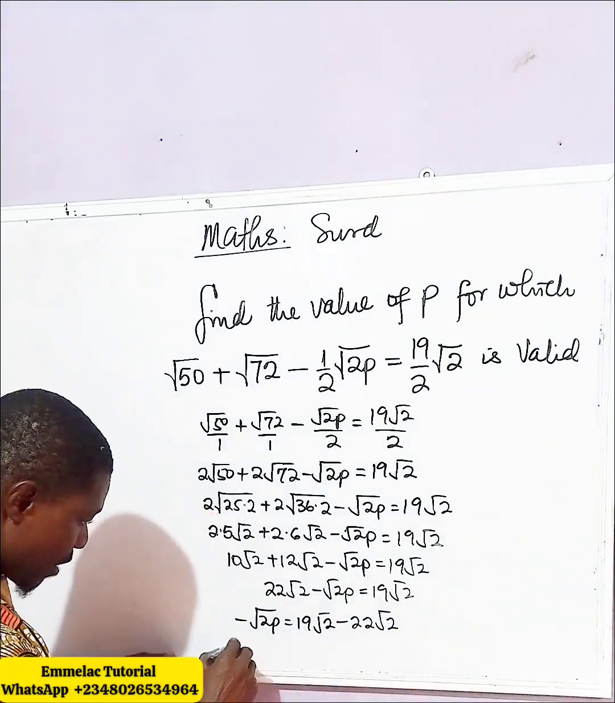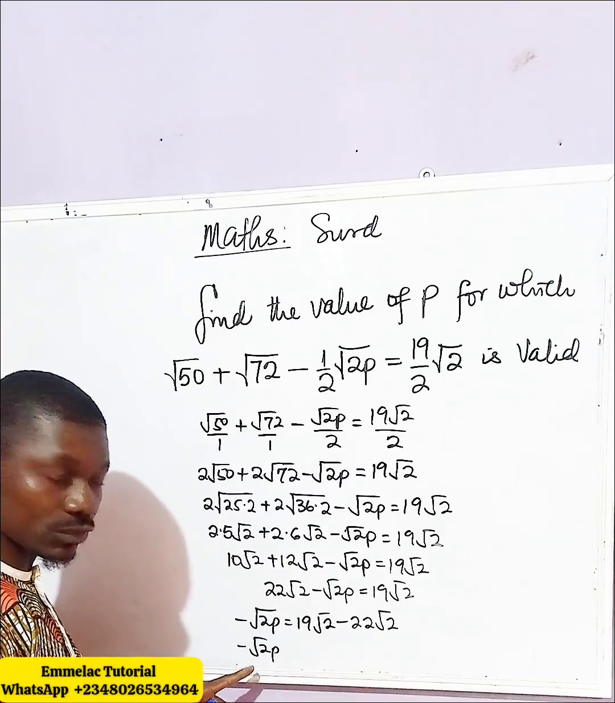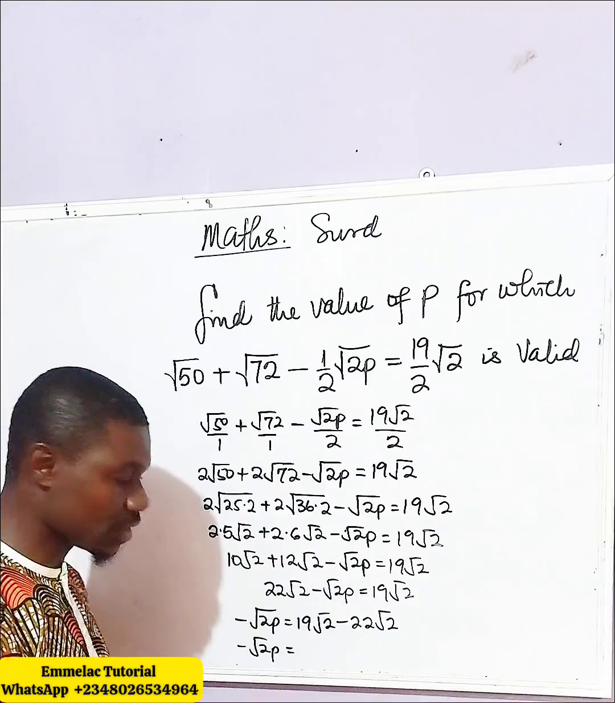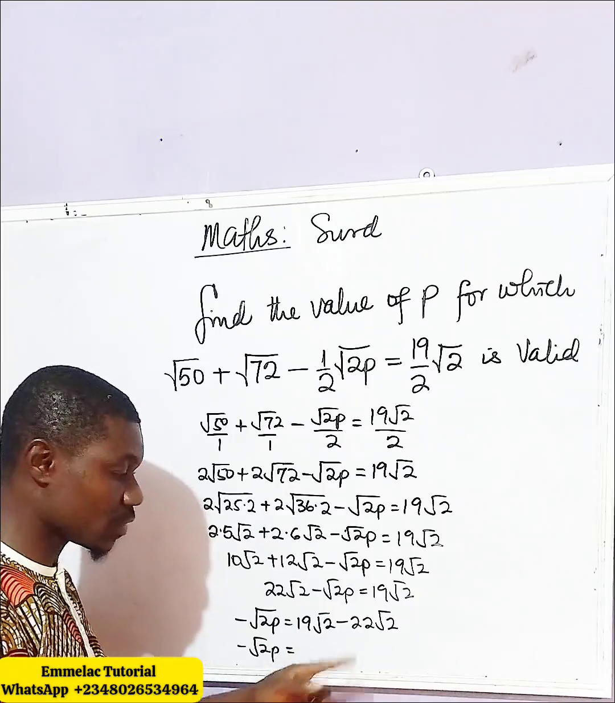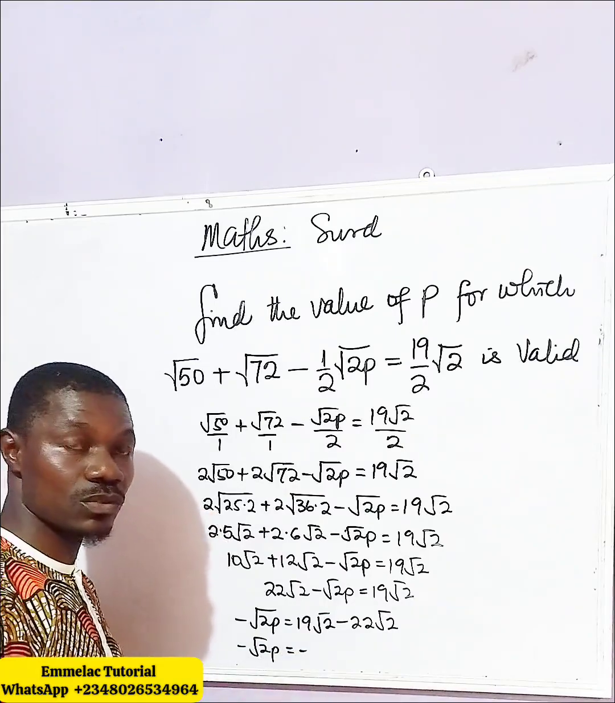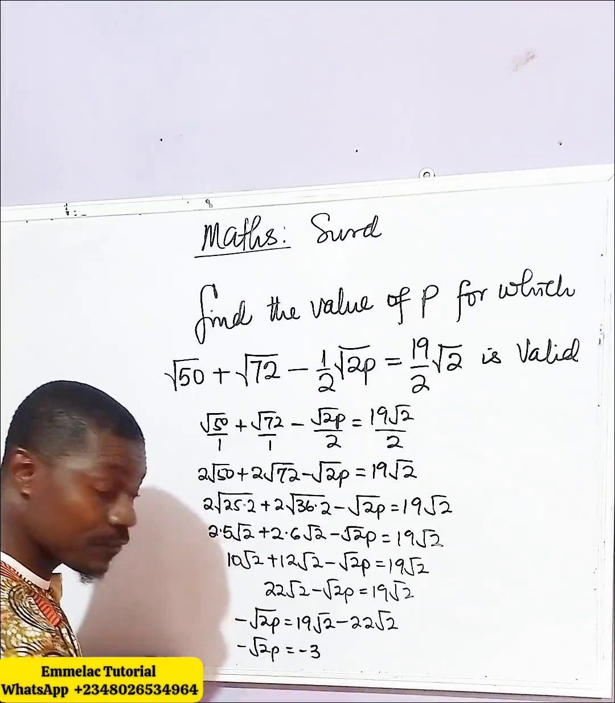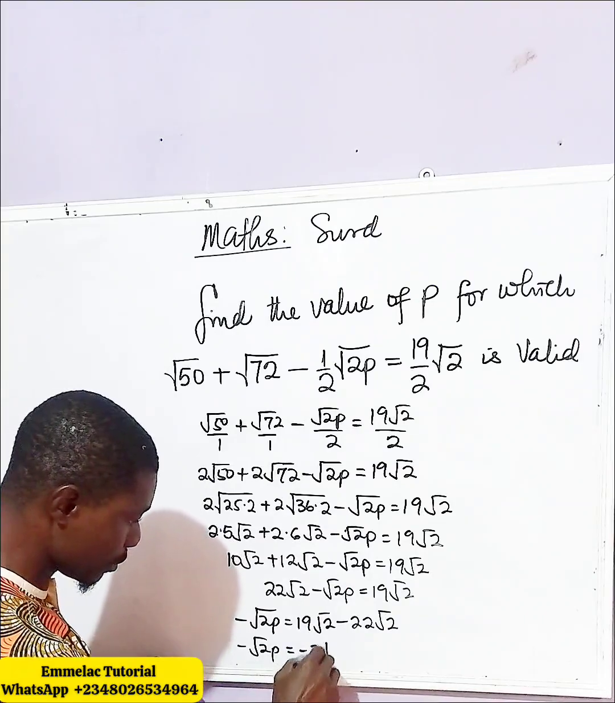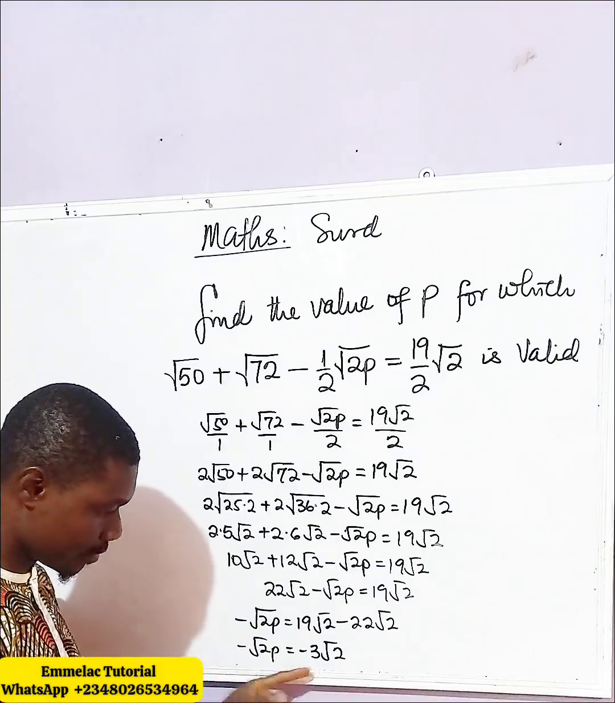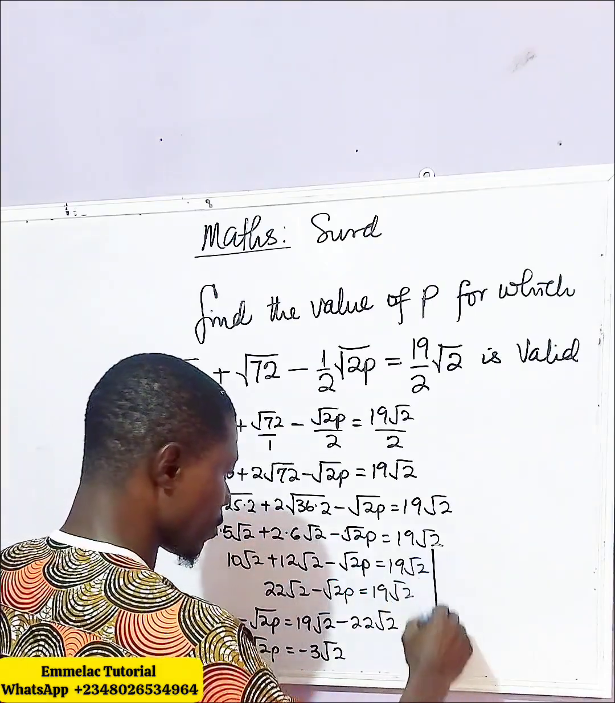So at this point we have minus the square root of 2p equals 19 minus 22, and take note that it's 19 that is taken away from 22, so we'll definitely have a negative value. 19 minus 22 should be negative 3. So here we have 3 root 2.